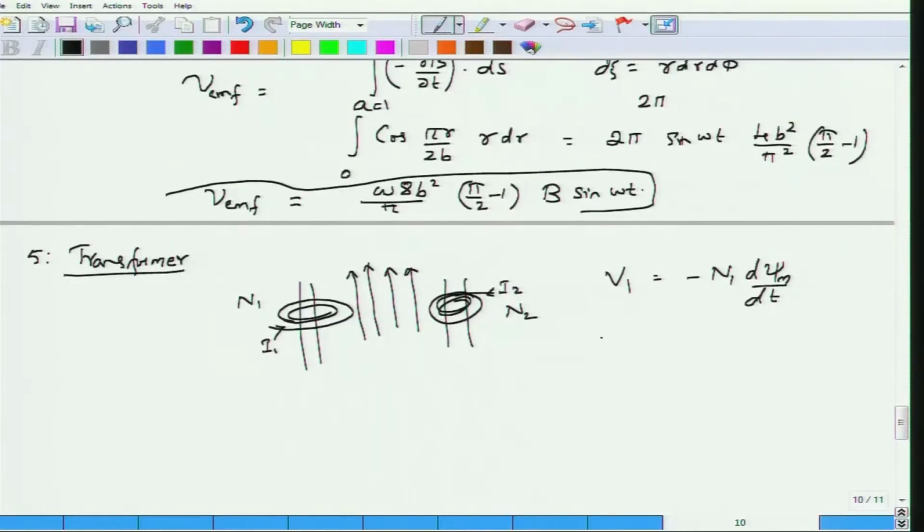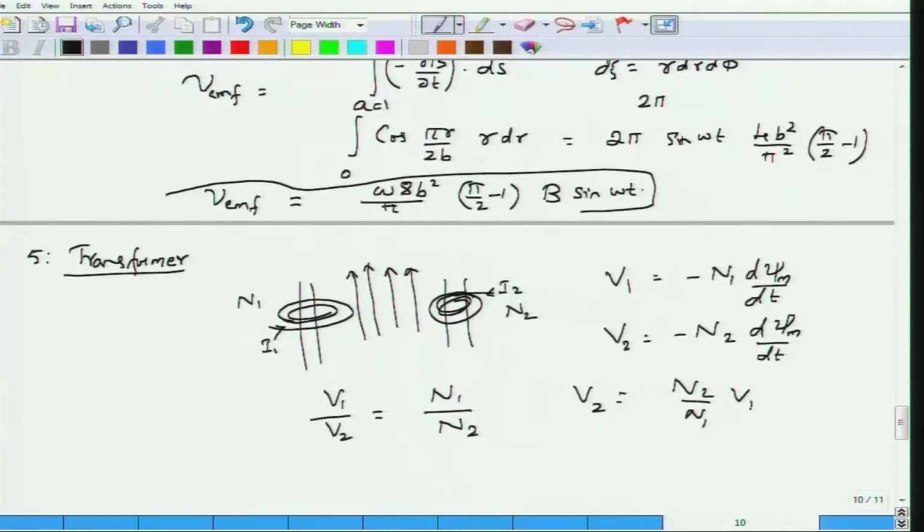And the voltage or the EMF that is generated in the second coil will be minus N2 d psi m by dt, where psi m is the magnetic flux that is linking the primary coil and the secondary coil, right. So, with the magnetic field assumed to be uniform, you can imagine that if I am applying the current I2, then there will be a current I1 that would be generated, right. So, you can actually see the ratio of V1 by V2 will be N1 by N2, right, and V2 will be equal to N2 by N1 into V1.